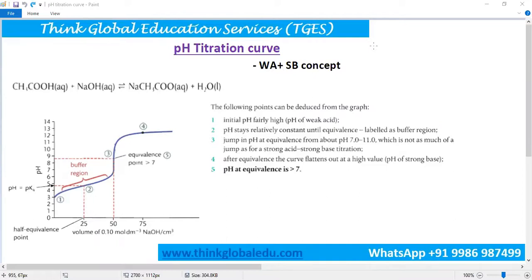In this video, we are going to learn about pH titration curves. pH titration curves are used to determine the equivalence point or the stoichiometric point in acid-base neutralization reactions. It is a plot of pH of a solution along the y-axis and the volume of base added during the neutralization reaction along the x-axis.